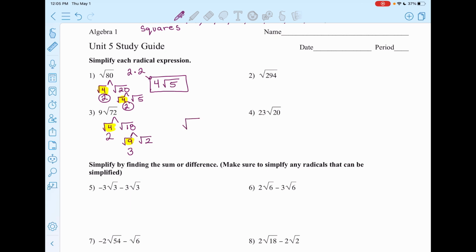So 2 stays on the inside, and all of the numbers that I have on the outside, including that 9, get multiplied together. 9 times 2 times 3 will get me 54 for the outside of my radical.